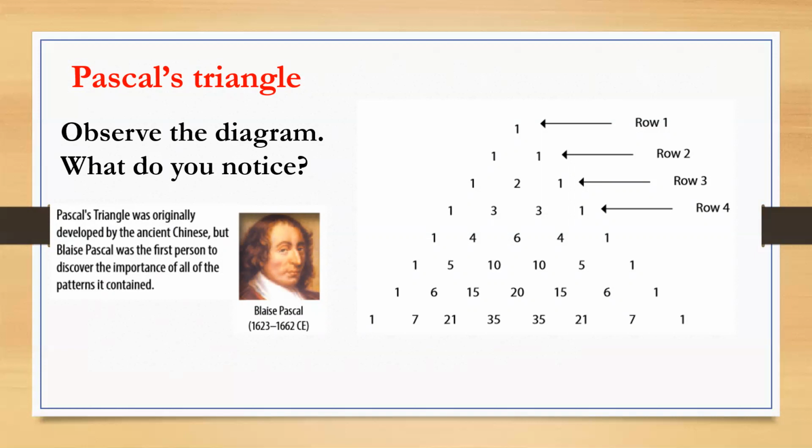As I have mentioned, you have different rows, row 1, row 2, and so on. You also have different diagonals. This is diagonal 1, diagonal 2, diagonal 3, and so on. So try to observe the diagram and try to come up with different patterns which exist in this diagram.